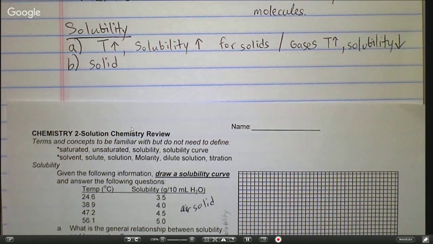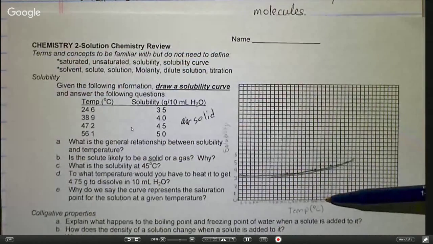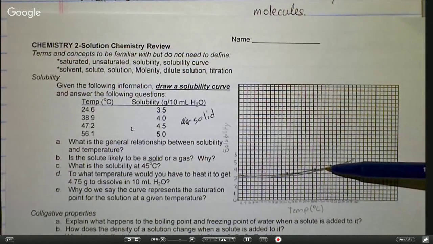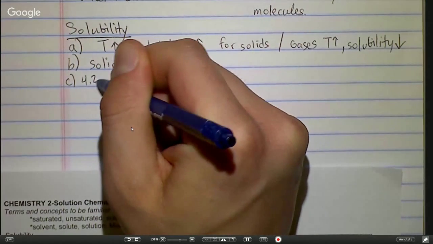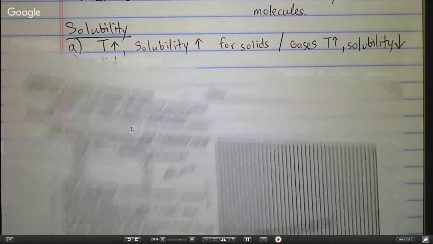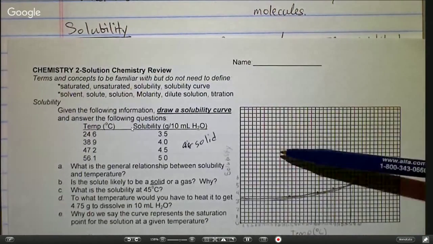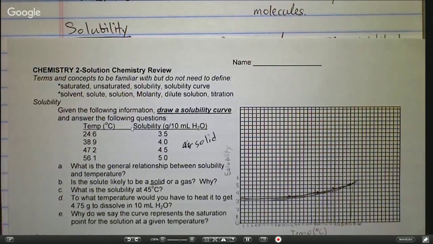For C, what is the solubility at 45 degrees Celsius? We look on Sean's graph here, which 45 is about here. And so we bring it up, and it looks like it's going to be around maybe 4.2 grams, 4.25 grams. Really what I would suggest is to utilize the entire graph, so maybe make a different scale. And by doing that, we can expand the graph and what we're looking at and read it much more clearly.